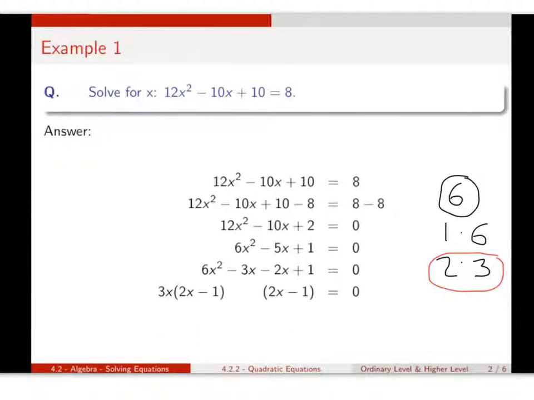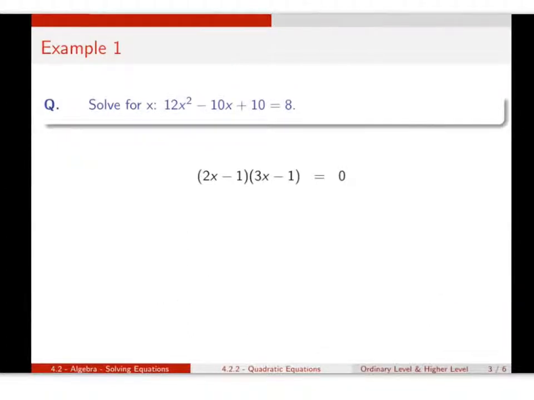Leave a space. You want 2x minus 1 again. What can I take out from minus 2x to get plus 2x? Minus 1. And then we know we're right because minus 1 by minus 1 is plus 1, and that equals 0. Now I take out 2x minus 1, and I get 3x minus 1 equals 0. So those are my factors.